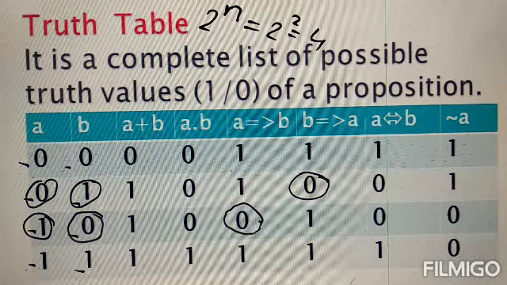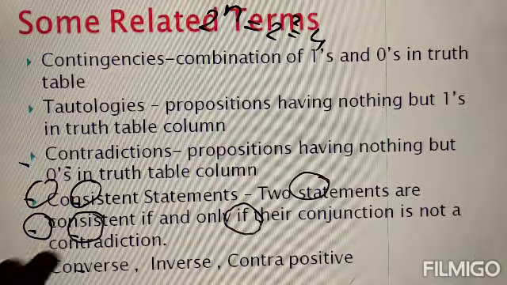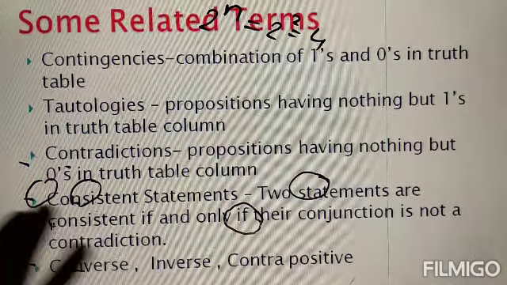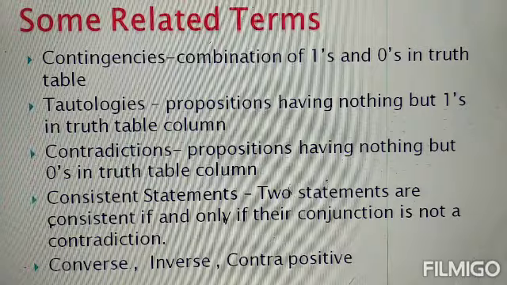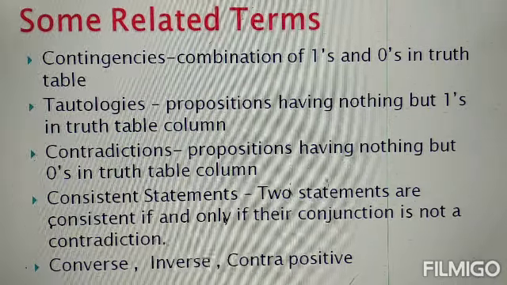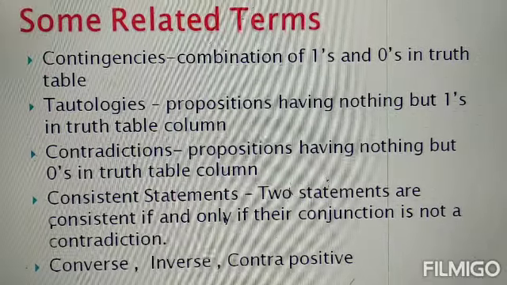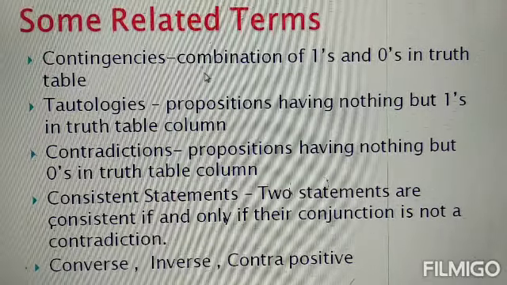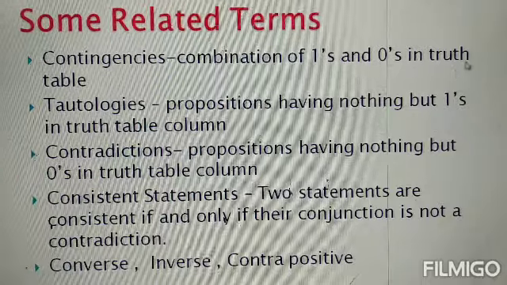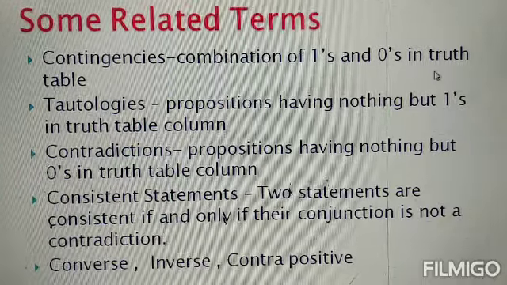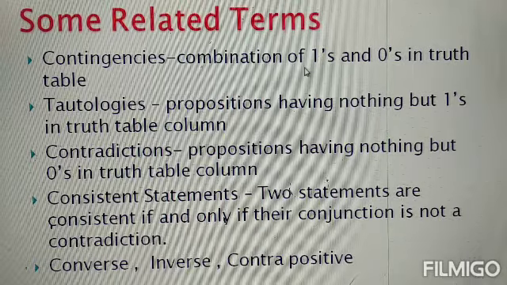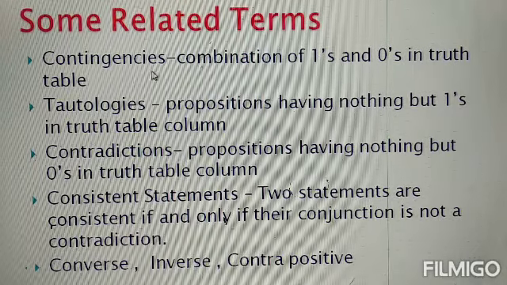Okay, now let's see the next slide. In the next slide, we have a discussion on some important related terms. In Boolean, the first term is contingency. Contingency is a combination of ones and 0s in a truth table. Whenever you represent a proposition in a truth table, we represent it in the form of 0 and 1. That case is called contingency.